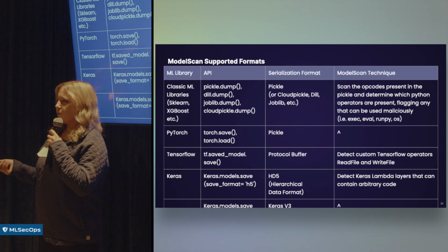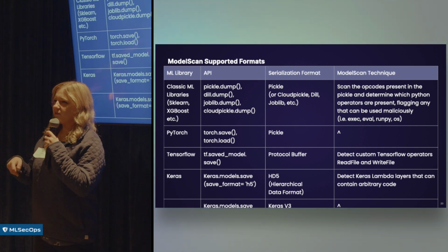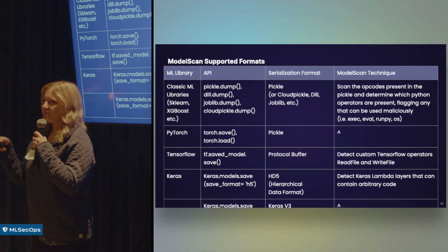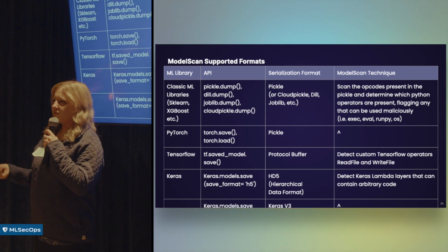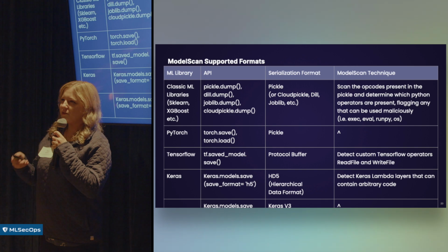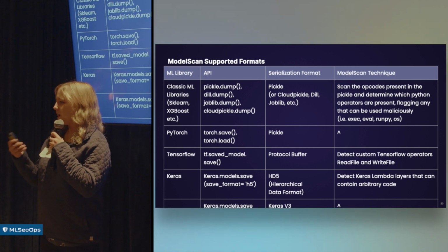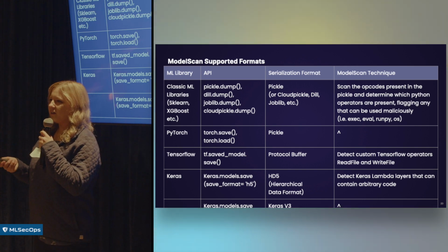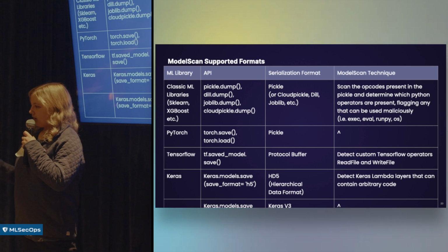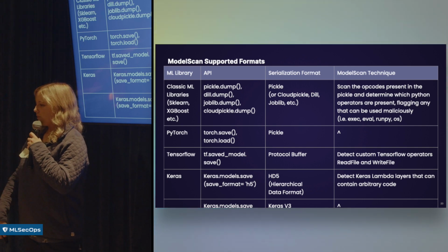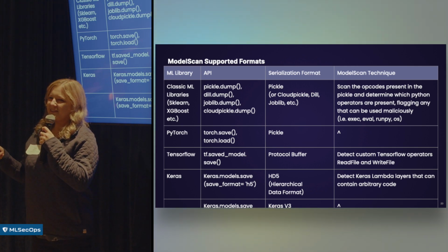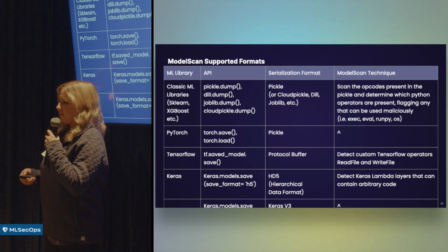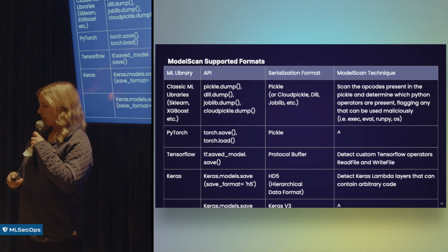So this is just an overview of what we're doing for each file type. For pickle-based ones, we're scanning by opcodes and reconstructing the stack of what would end up executing, and looking for known operators that can be used to craft attacks, like exec, eval, os, runpy. For TensorFlow, looking for custom operators. Keras, there's the Lambda layer. Anything that can be used to execute something malicious extra.